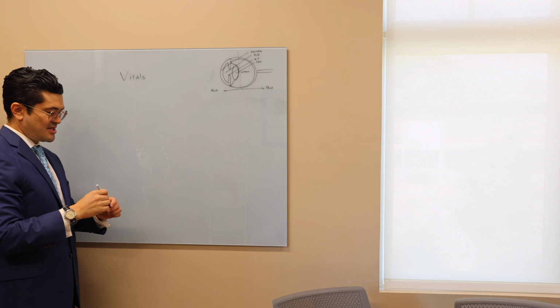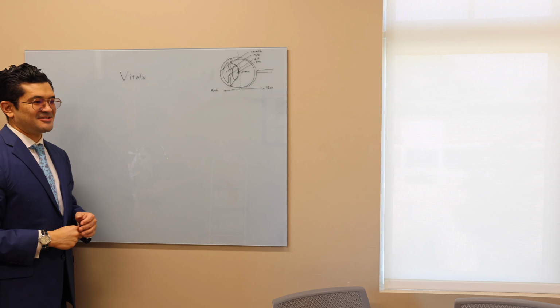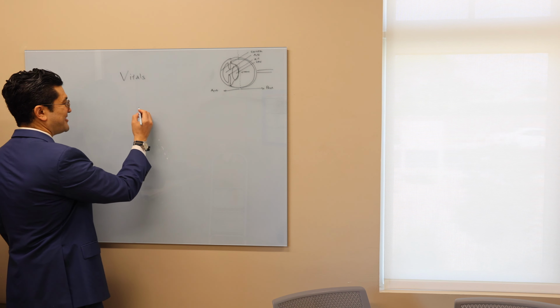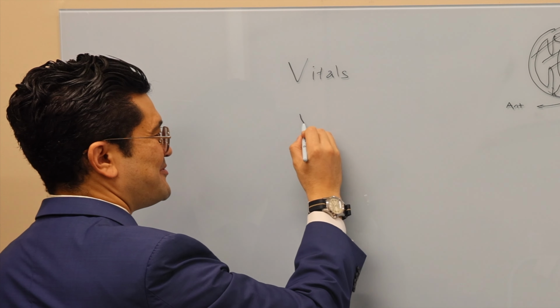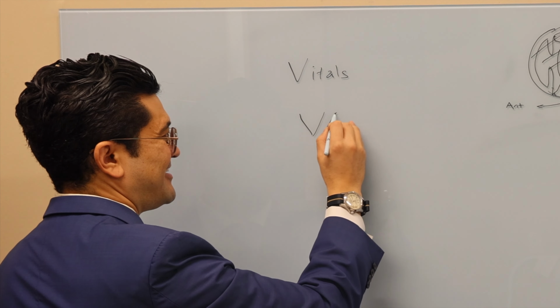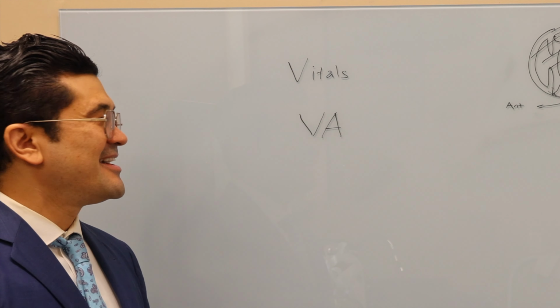So, number one, what's the number one thing that you test every eye examination? Pressure. There's one. You got one. Visual acuity. Okay, there. Let's do that first. Visual acuity. This is probably the most important thing.